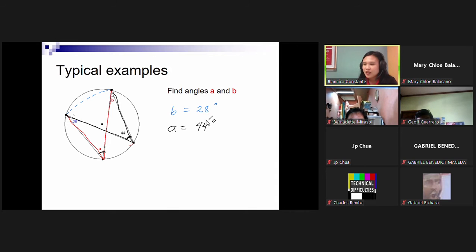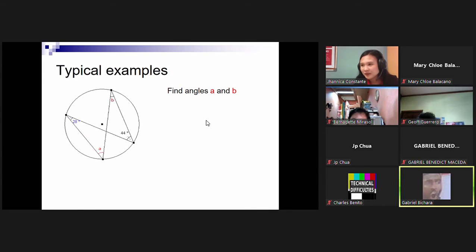Okay. As you can see, you don't need to solve for the missing measurement of the angle. You just need to apply the properties. If the two triangles are sharing the same chord and the vertex is at the circumference of the circle, that means they have the same measurement of angle. Okay. That is the first property of a circle. Are we okay with the angle of a chord? Yes.